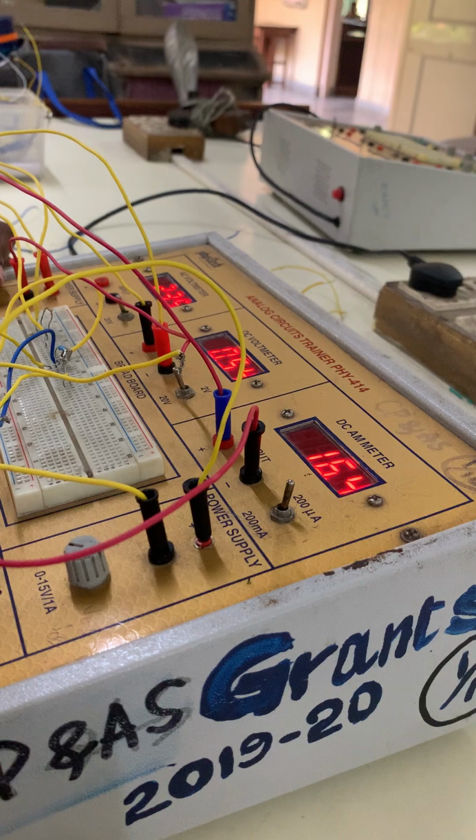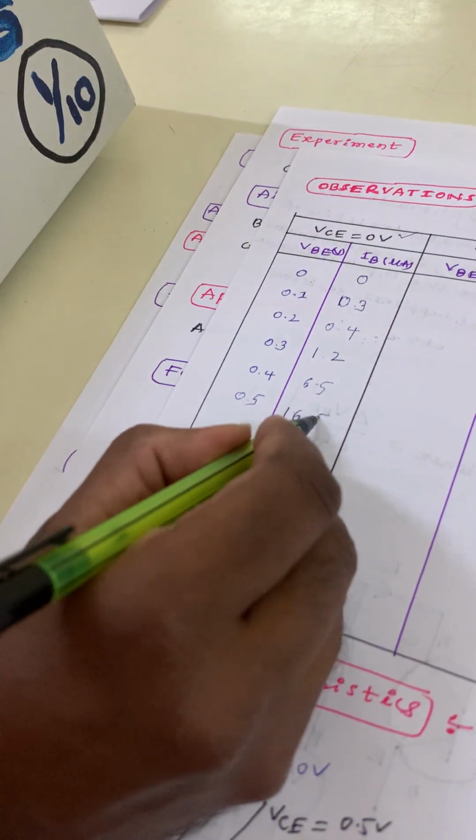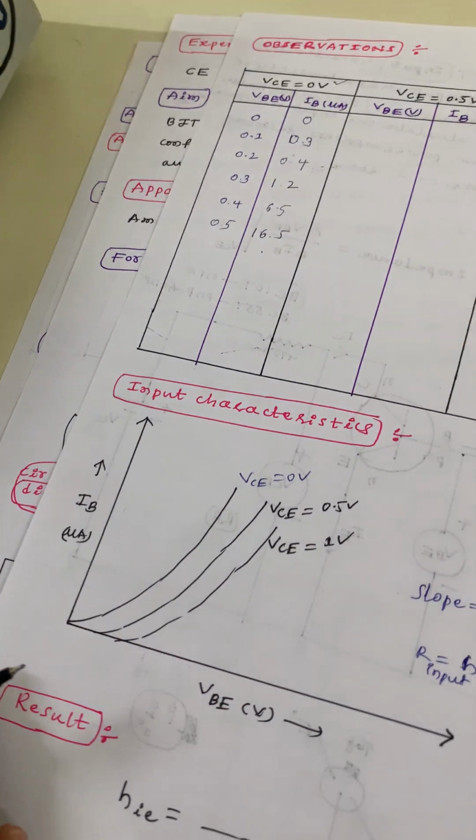How much do you get? It is 16.5, for VCE constant.